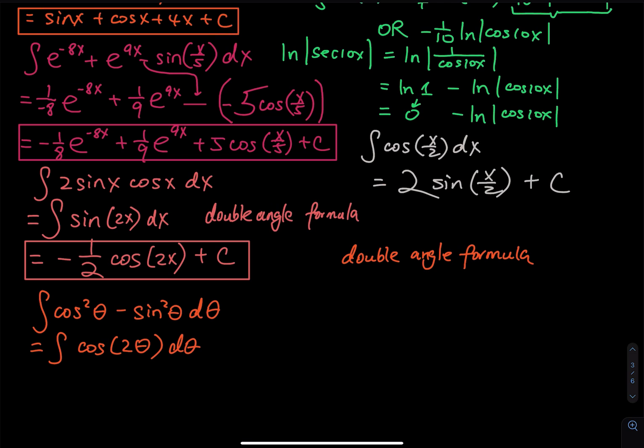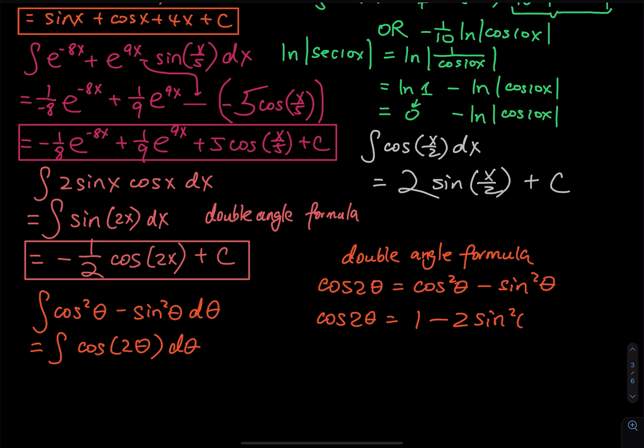Cosine has 3 double angle formulas. The first one is cosine of 2 theta equals cosine square theta minus sine square theta. And then another way to write cosine of 2 theta: do you still remember the fundamental identity? Sine square plus cosine square equals 1. So that means cosine square is equal to 1 minus sine square. So 1 minus sine square minus sine square gives you 1 minus 2 sine square theta. And then the third one is you rewrite the sine square. So sine square is equal to 1 minus cosine square. So you have cosine square, subtract the quantity of 1 minus cosine square. That gives you 2 cosine square theta minus 1. So there are 3 double angle formulas for cosine.